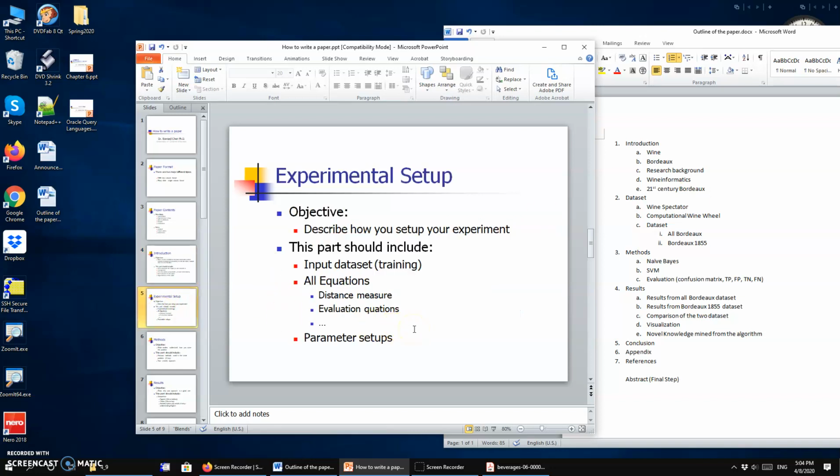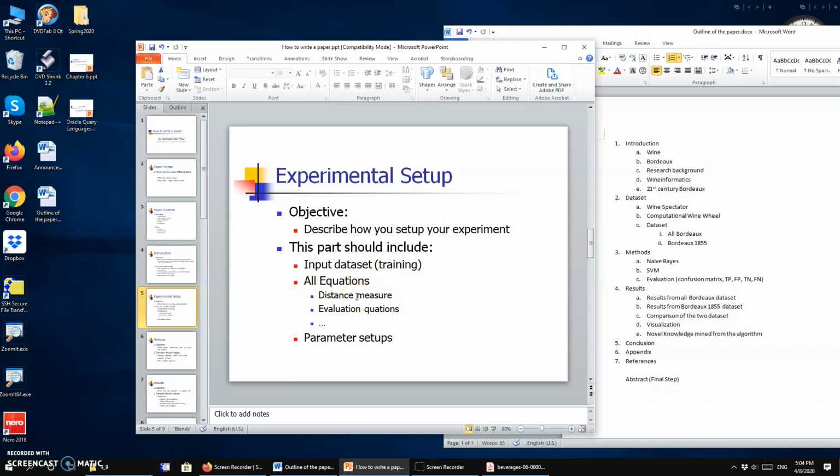Then we will look into the experimental setup, indicating that we want to describe how do we set up our experiment and why this is a valid way. The most important thing is probably the input data set. So how do you prepare the data set? All kinds of different equations, distance metrics.